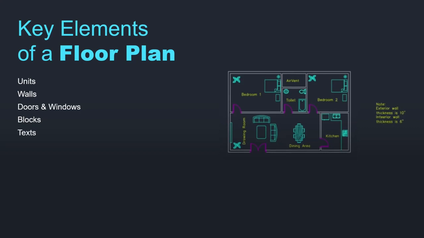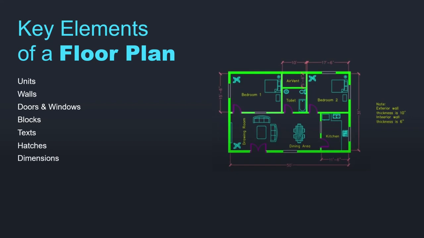Next, the text. So these texts are the details, say for example the bedroom 1, air vent, toilet, bedroom 2, the drawing room, the dining room, and the kitchen, to reflect the parts of the floor plan. We can also add notes. Say for example, this one here, we have the exterior wall thickness is 10 inches. The interior wall thickness is 6 inches. Next, the hatches. So you can choose any hatches that you want, any color. And the last one is the dimension.